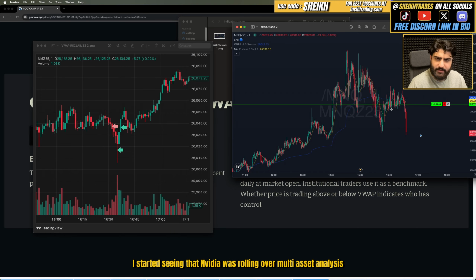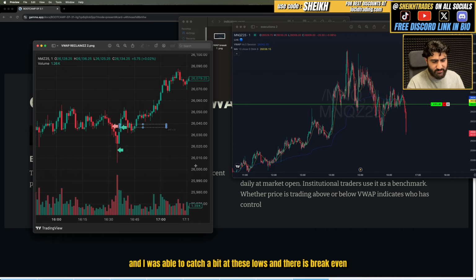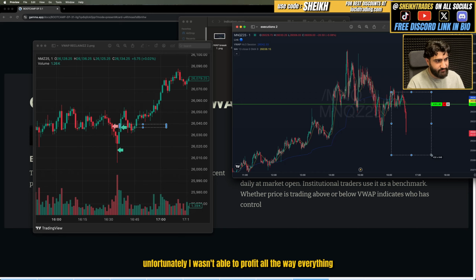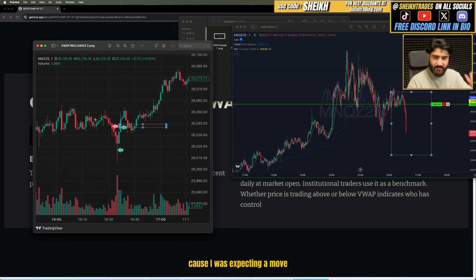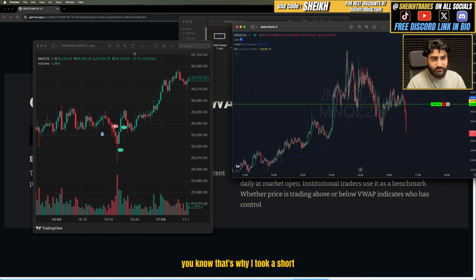And then at some point, I started seeing that NVIDIA was rolling over, multi-asset analysis, which I'll go into. And I was like, okay, I want shorts now. So my mind is like, okay, I want shorts now. What do I do? What is it doing? 1 minute bar break. Oh, we're breaking VWAP. We're breaking EMAs. Short. And I was able to catch a bit at these lows, and the rest break even. Unfortunately, I wasn't able to profit all the way because I was expecting a move harder down, but we never got it. But it showcased why I took a short.